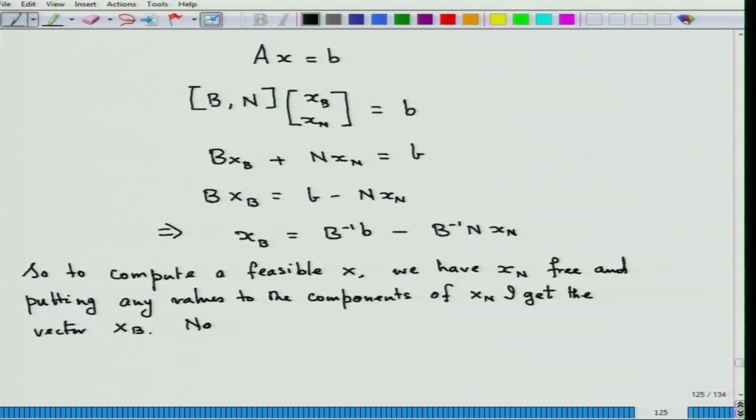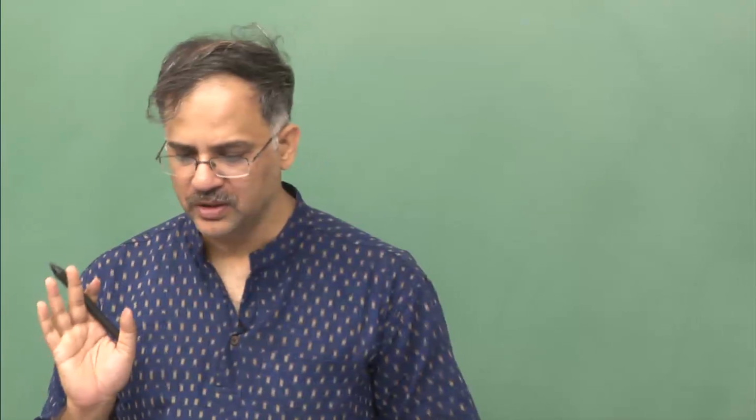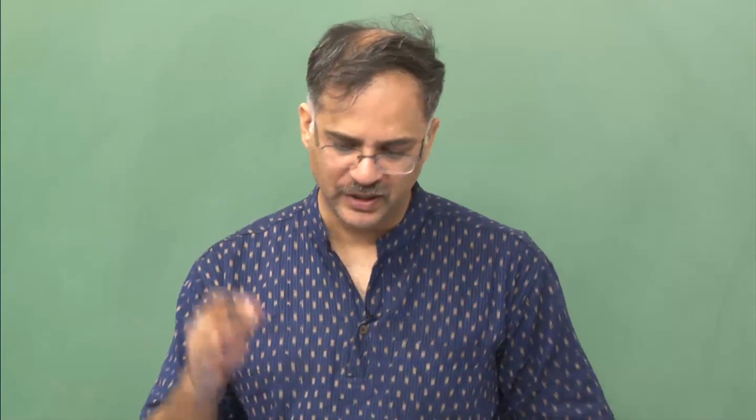Now, if I choose x_N equal to 0. You might ask me why I have written x_B and x_N. We will very soon come to the point. Just for the time being, take these symbols, and I will come to the point very soon why x_B and x_N.